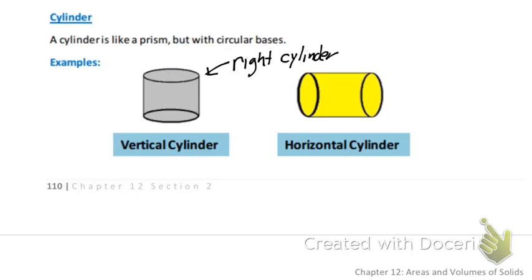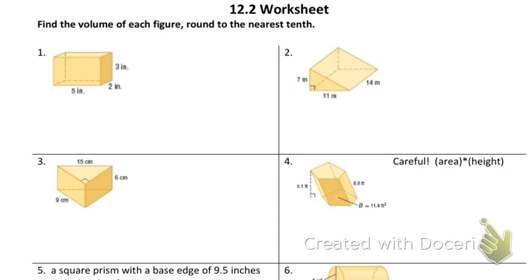I want to go over a couple things on the homework. All of these are good problems. Number 4 is kind of a challenge question. Not really a challenge. You've got a 50-50 shot of getting it right, because the base area equals 11.4. Now you just have to figure out what the height is.